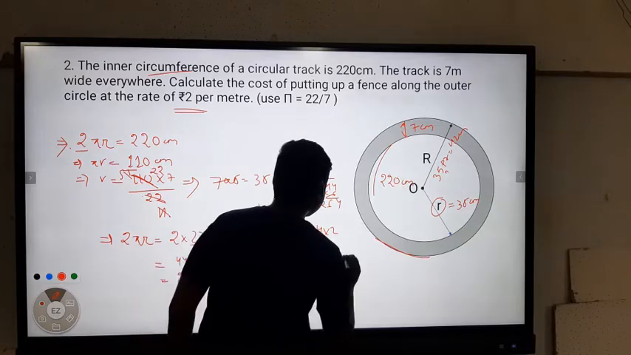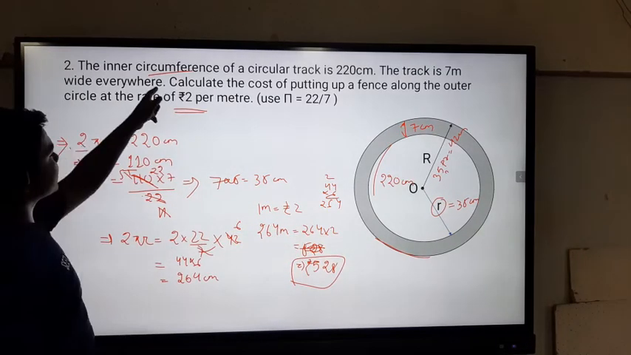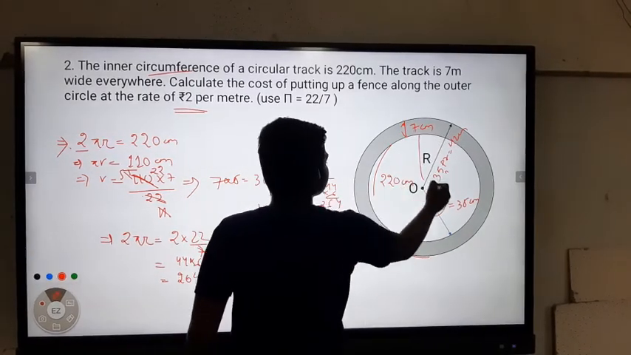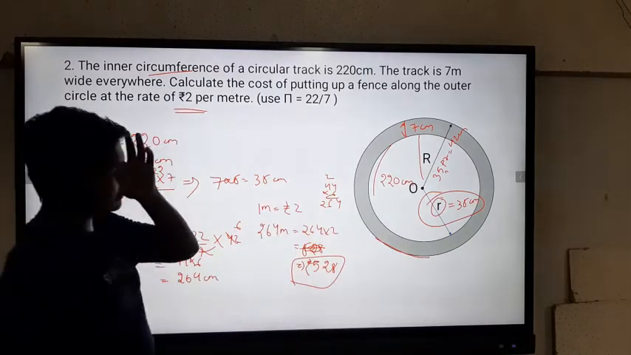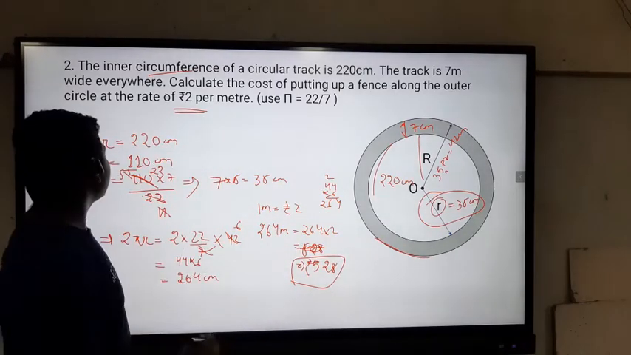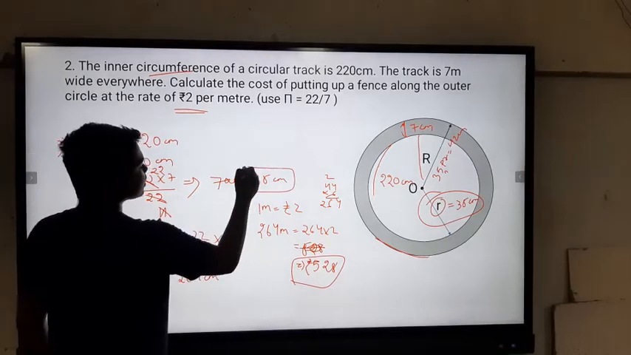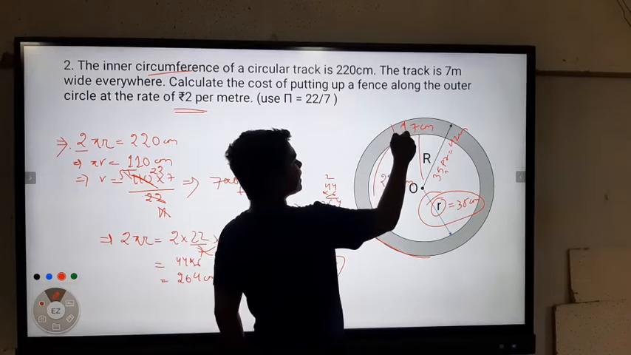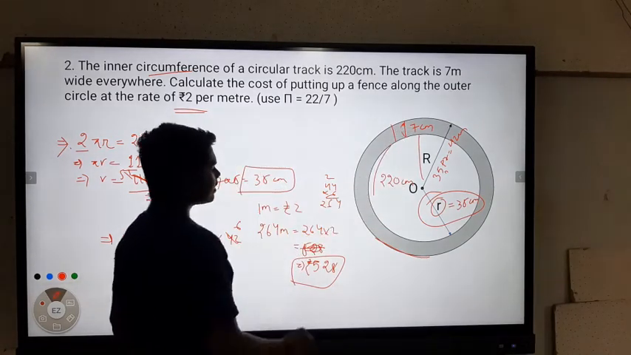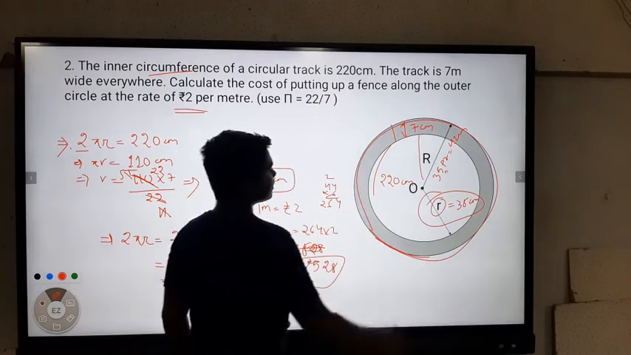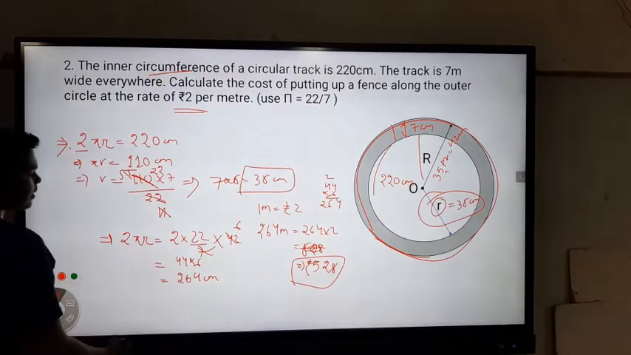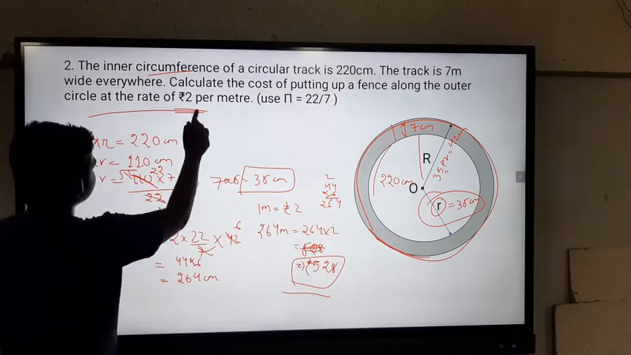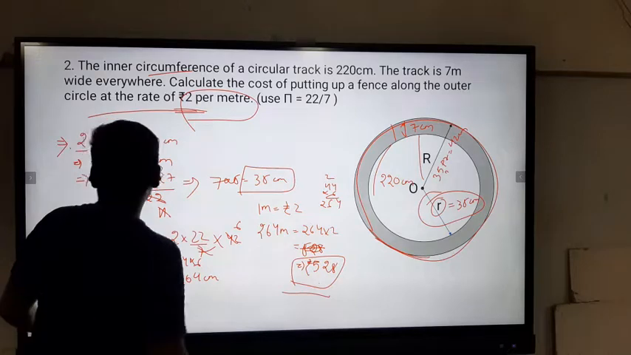rupees 528. So here it was asking about the inner circumference of the circular track, that is this radius r, given as 220 cm. So by using 2 pi r equals 220 cm, we will get the radius of the inner circle as 35 centimeter. Then this white track is 7 centimeter. So after adding, we will get that the outer circle radius is 42 centimeters. So after calculation, we will get that 528 rupees is required for fencing along the outer circle at the rate of 2 rupees per meter. So let us see next.